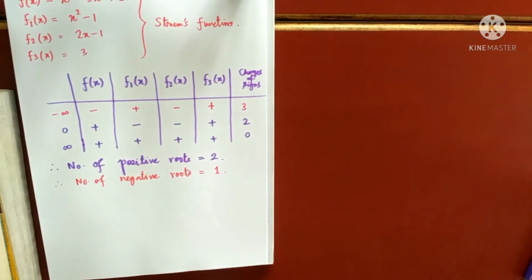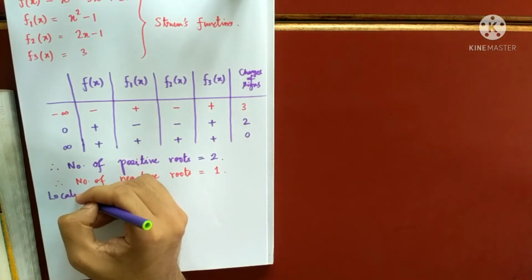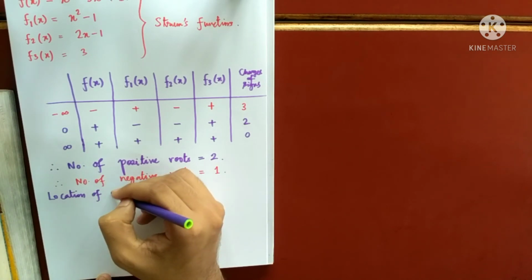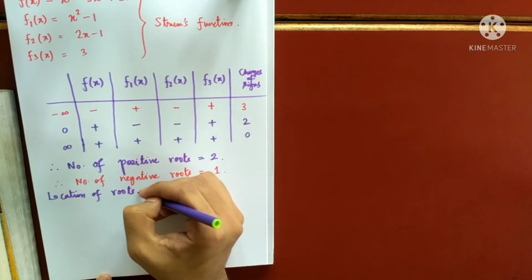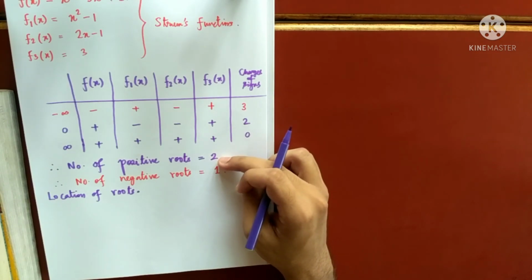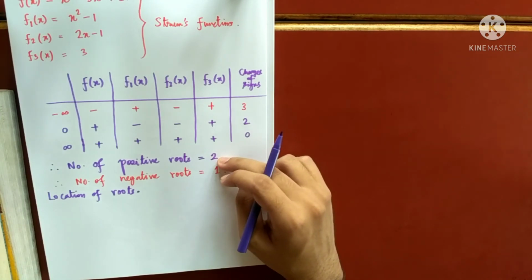So we are still not done. Keep that in mind, because we also have to find out the location of the roots. This is a boring job. What you have to do here is locate the positive roots. You have to determine where exactly the roots lie, in which interval.